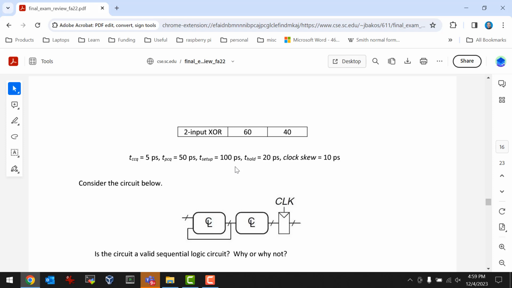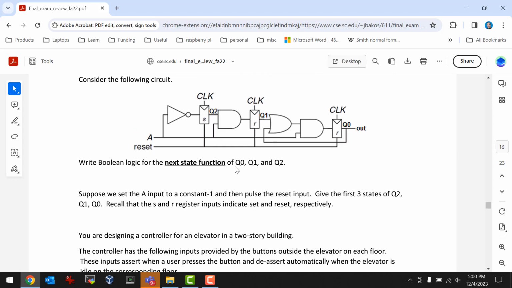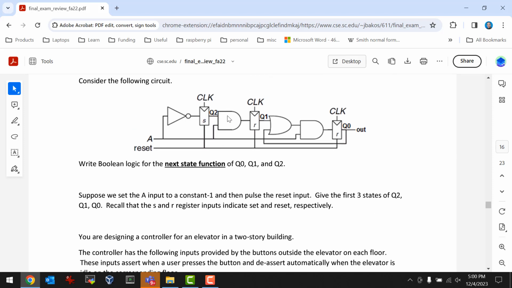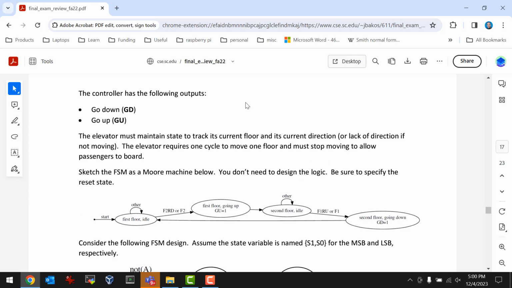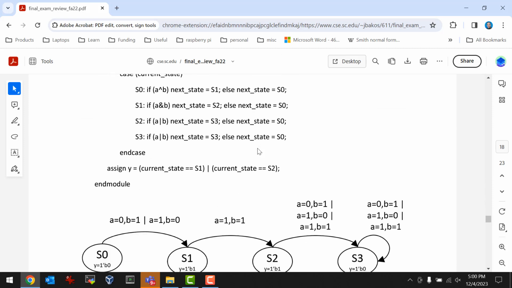Uh-oh. Well, that's an issue. So this would violate the hold time. But it's pretty close. Make sense? You guys with me? That's an easy one to fix, though. You can just add more delay. Okay, next state function, again, that's similar. And then we have this elevator example.